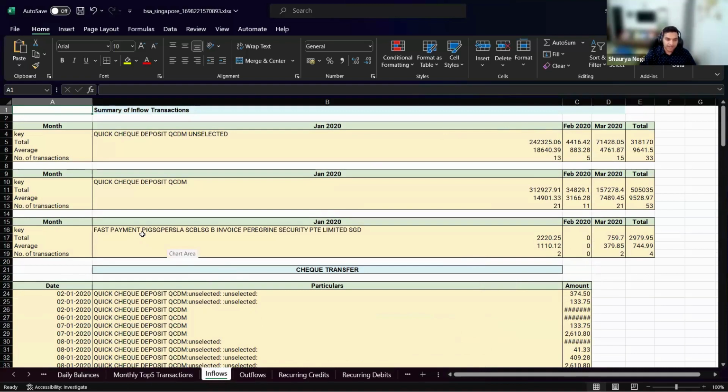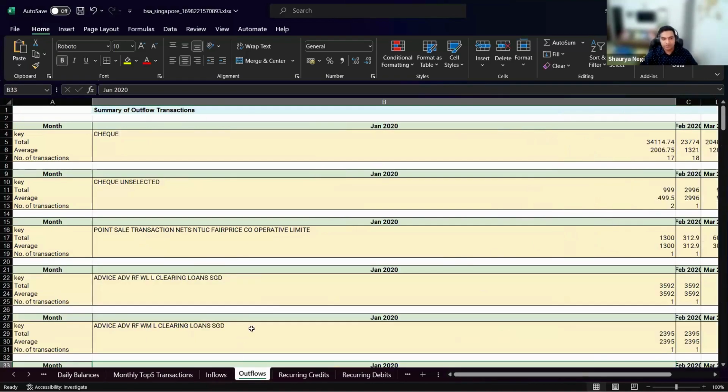So the fast payment for Peregrine Security has been categorized for every month as well. So you can have a look at how many transactions you have made to this particular vendor in this particular month, the number of transactions, the total amount of transactions, the average amount of those transactions. So this is helpful in that way. These are for the inflows. Now we go to the outflows.